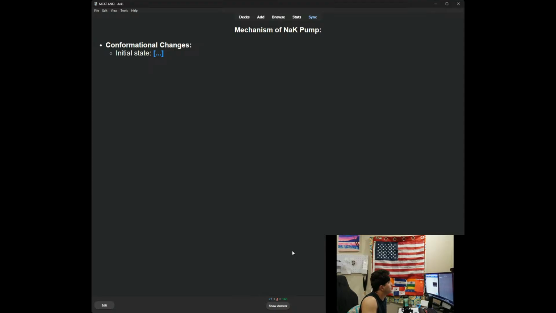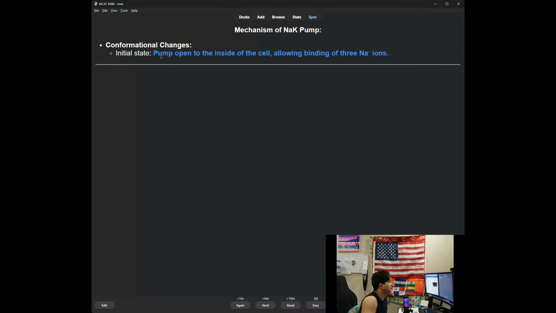Initial state open. 3 Na+ go out, 2 K+ go in. But I think the best thing to remember is this: the pump is open to the inside of the cell.